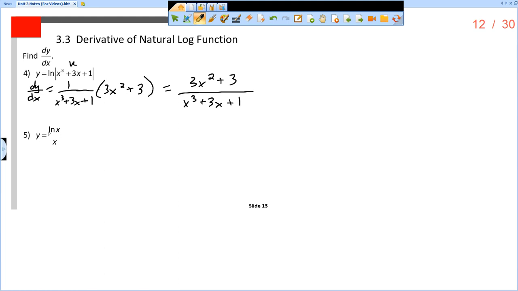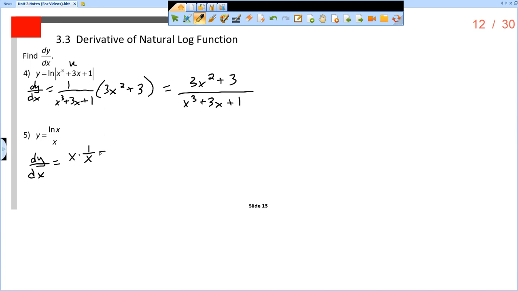Now, natural log of x over x. We have to realize that we have a quotient, so dy/dx is going to use the quotient rule. The quotient rule, remember, says the denominator, so x, times the derivative of the numerator. The derivative of natural log of x would just be 1 over x times the derivative of x, which would just be 1. So we usually don't even write that.